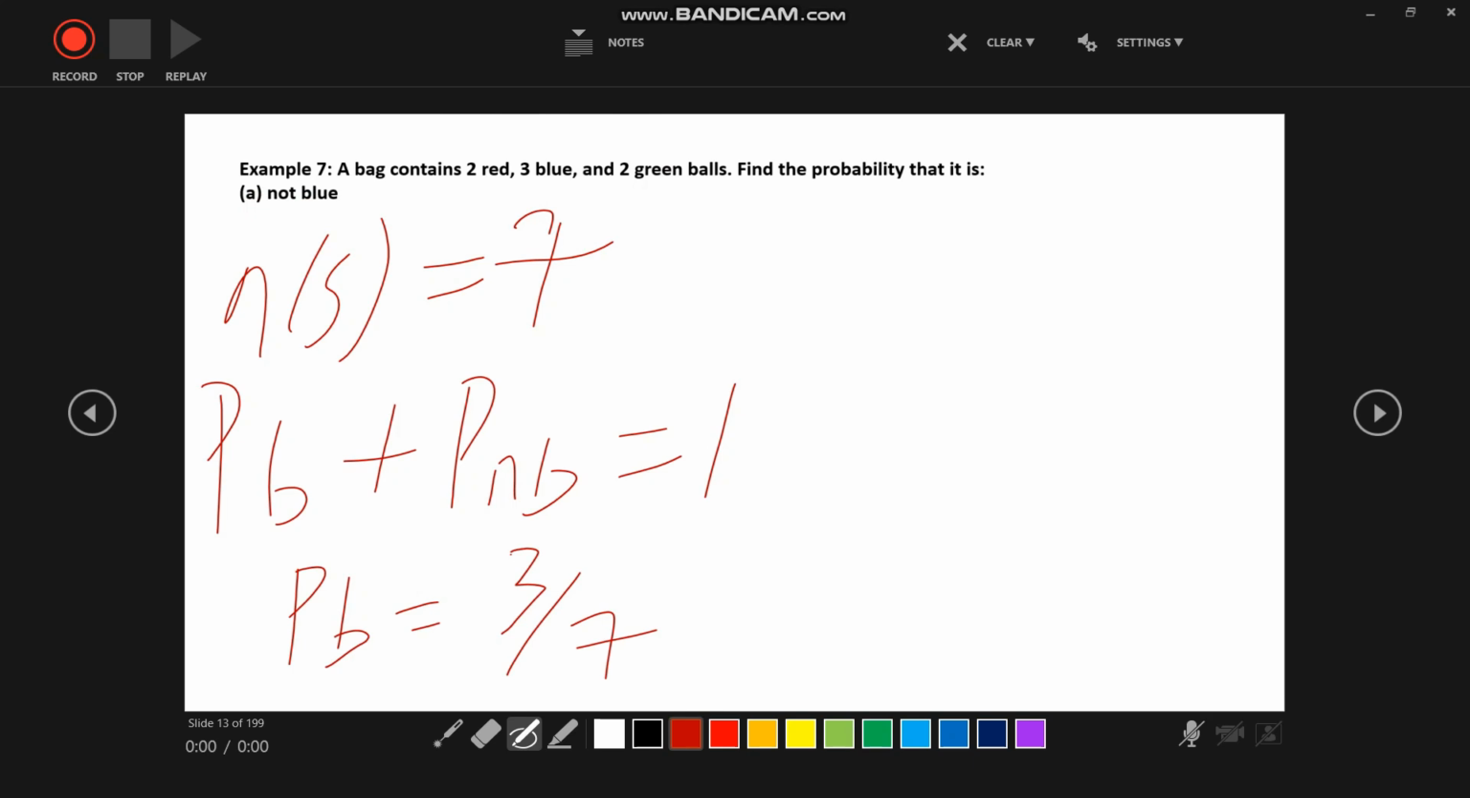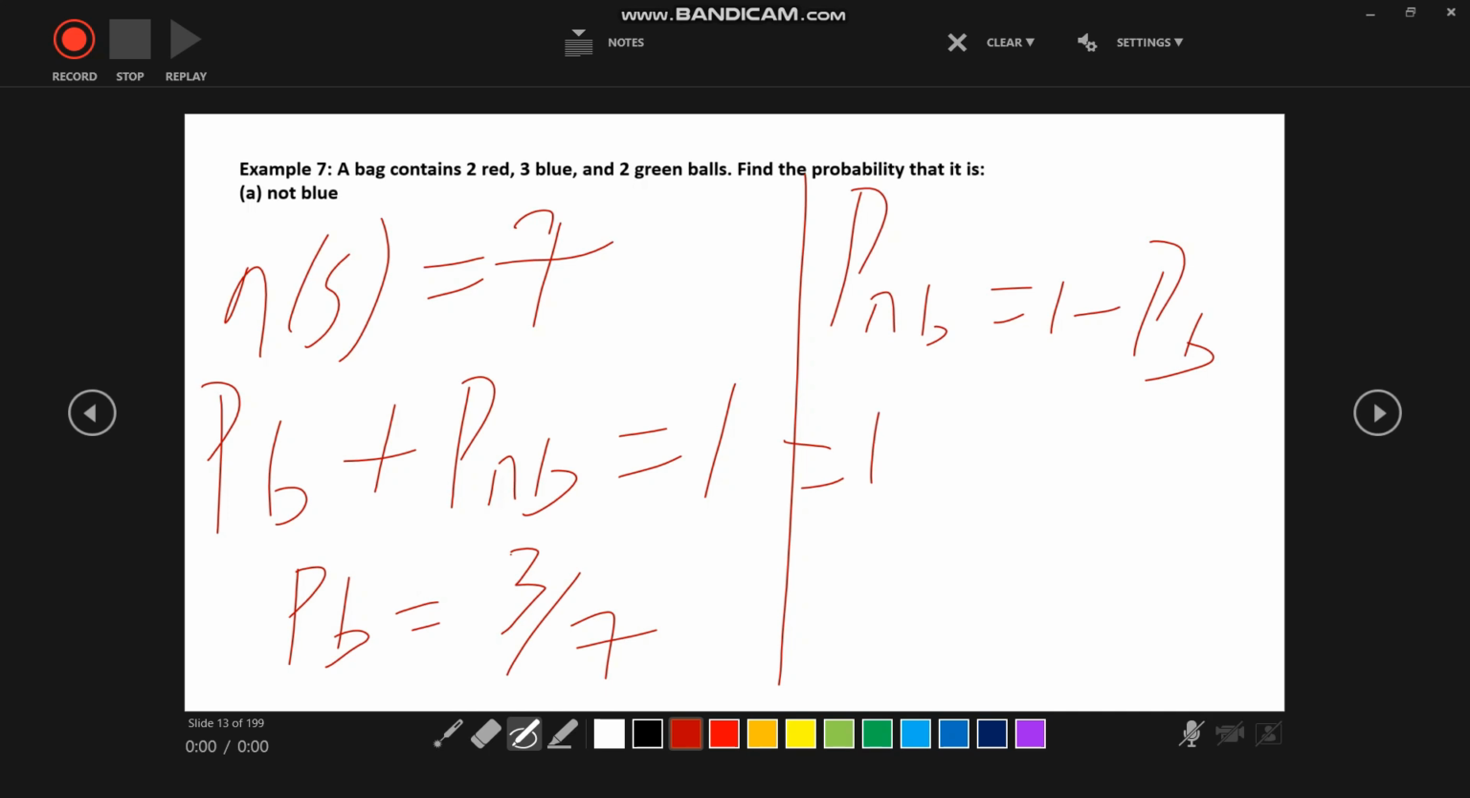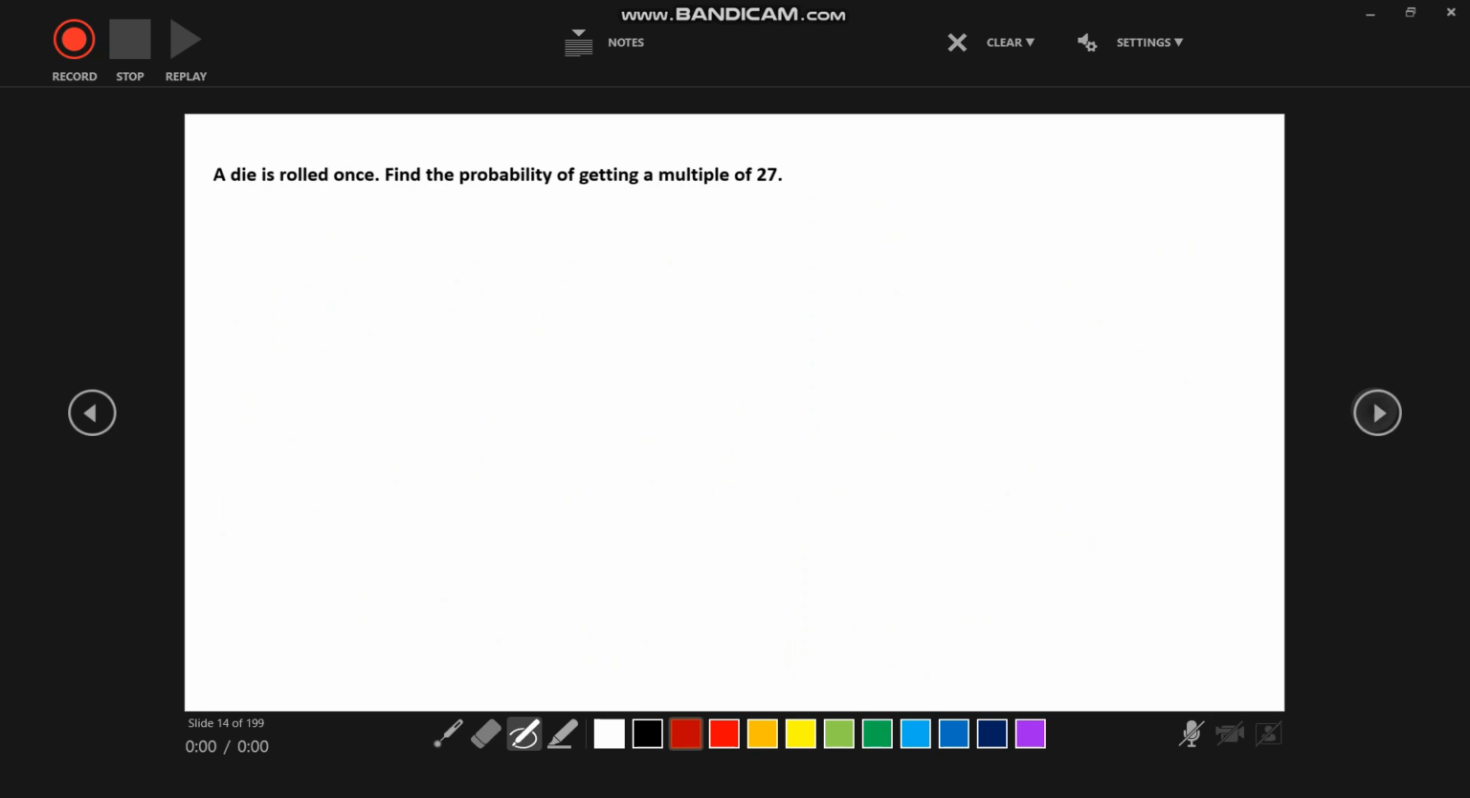So the probability that the ball is blue will be 3/7. So the probability that the ball is not blue is 1 minus the probability that the ball is blue. So this will be 1 minus 3/7, and this will give us 4/7.